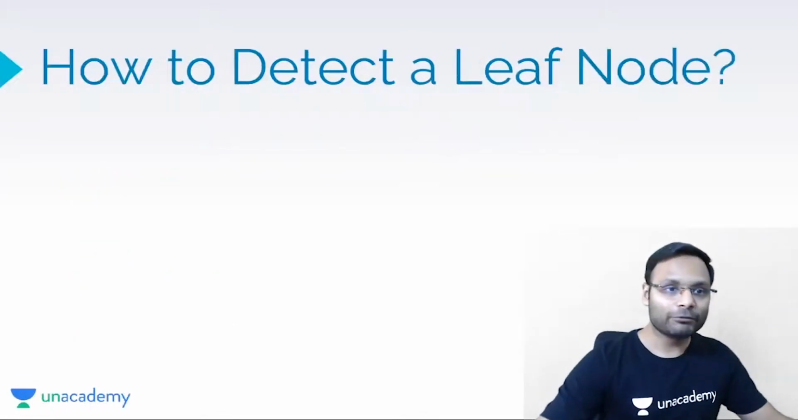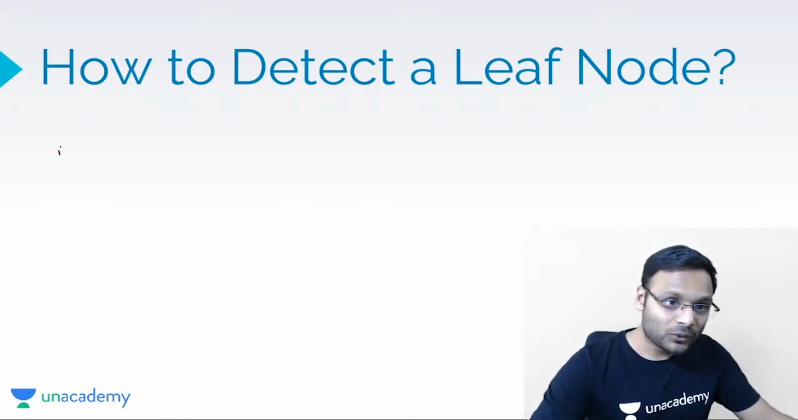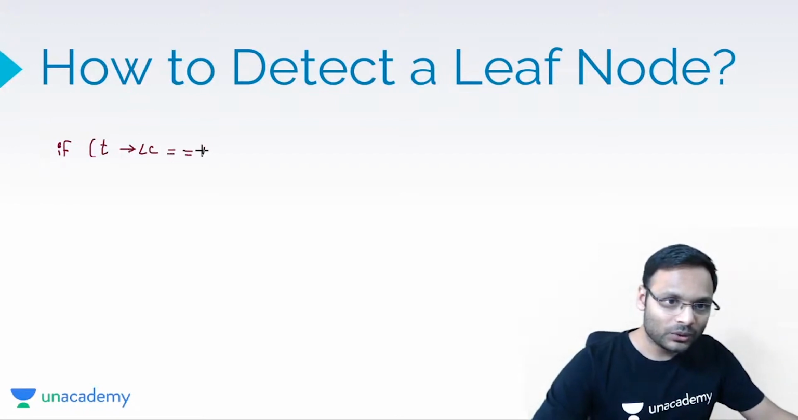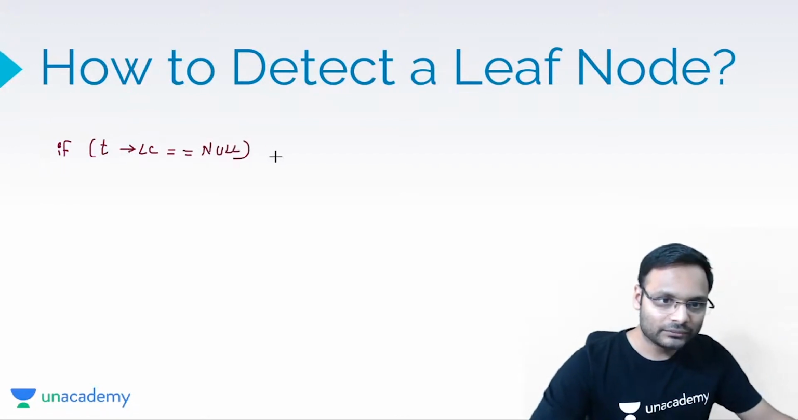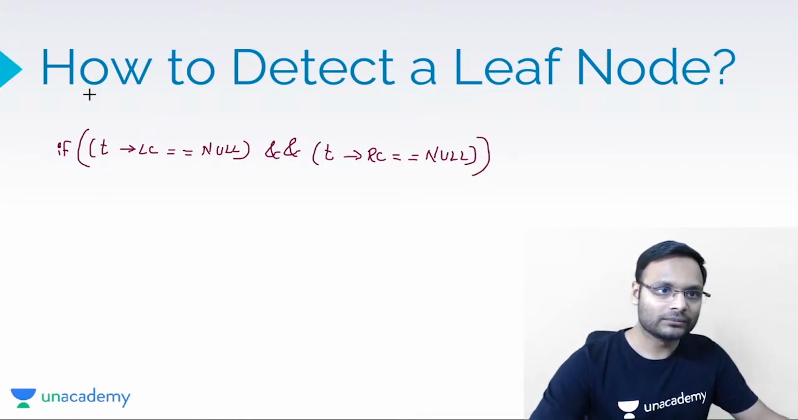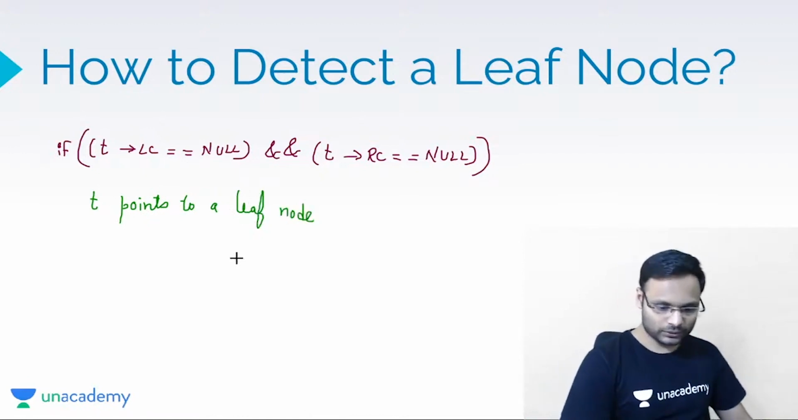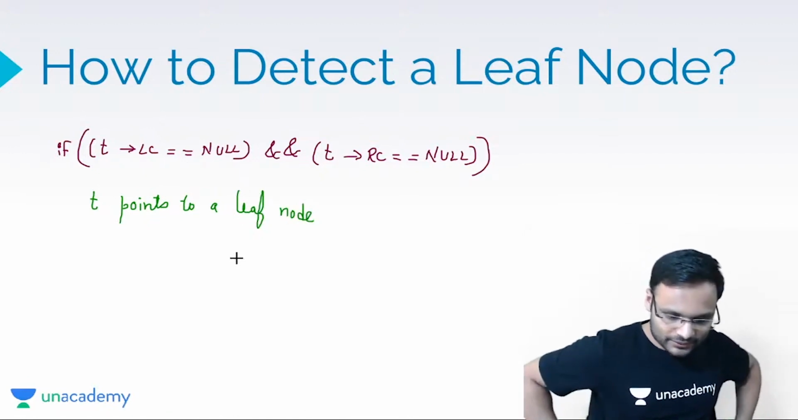So how to detect a leaf node? If pointer T points to a node, I'll have to check if T's left child is equal to null and T's right child is also equal to null. If that is the case, then of course I can say T points to a leaf node. Good, Pratibha. Nice, nice, nice.